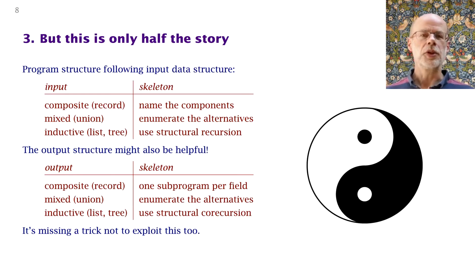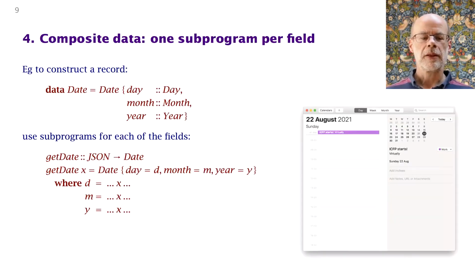So let's look at those design recipes again, but from the other side, from the perspective of output data structure. So now we're not consuming but producing a record. Here we're producing a date. A date has a day field, a month field, and a year field. So we're going to have to come up with a day and a month and a year. So let's name those. Let's have one subprogram per field, name those subprograms d, m and y, and then we have to construct the record out of d, m and y.